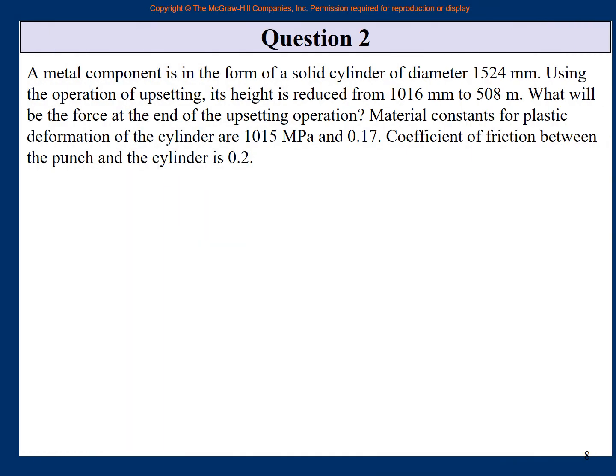Now to the numerical question part, question 2. A metal component is in the form of a solid cylinder of diameter 1524 millimeter. Using the operation of upsetting, its height is reduced from 1016 millimeter to 508 millimeter. What will be the force at the end of the upsetting operation? Material constants for plastic deformation of the cylinder are 1015 megapascal and 0.17. Coefficient of friction between the punch and the cylinder is 0.2.